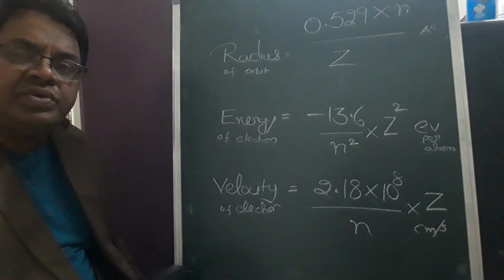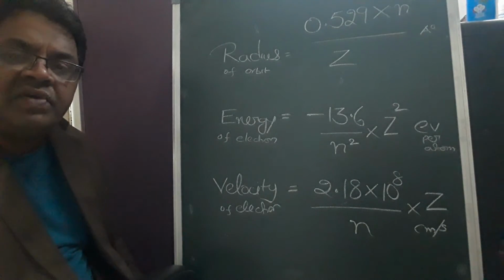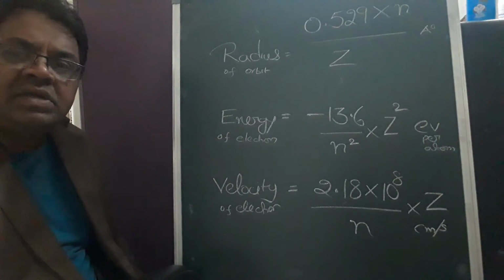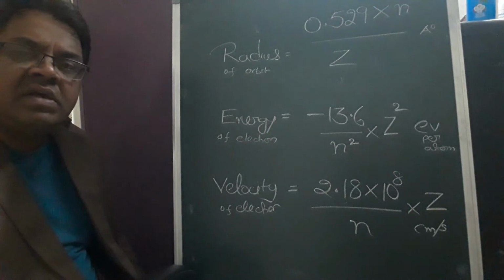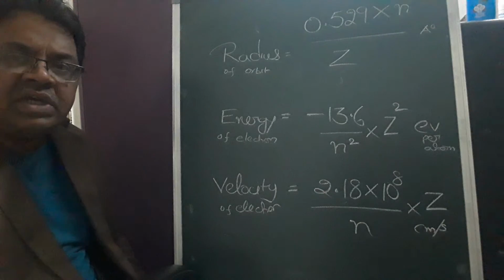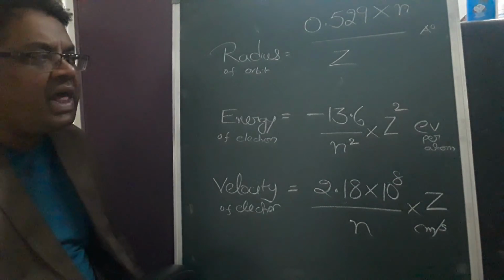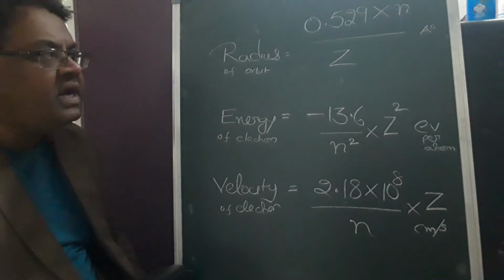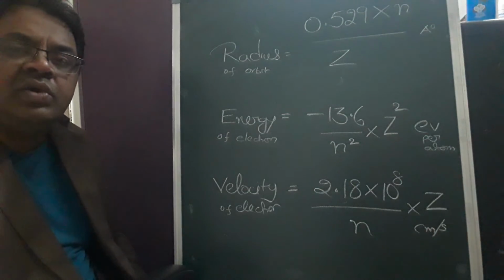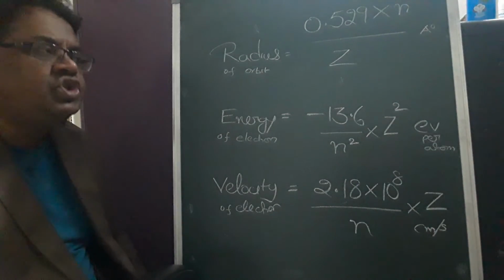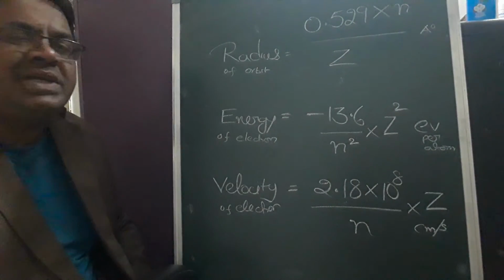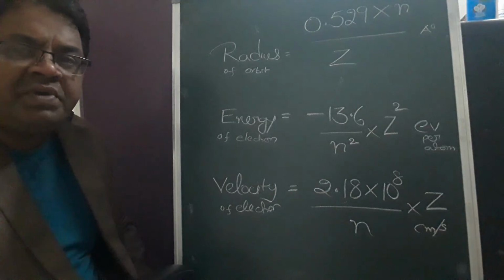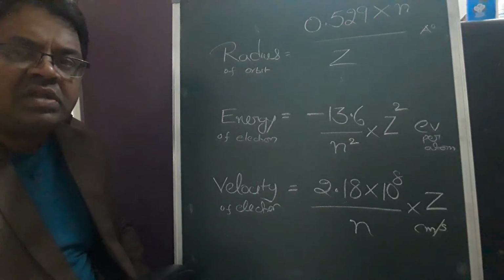If they ask a question like calculate the radius of lithium's second shell, then we take Z = 3, because the atomic number of lithium is 3, and n is 2 since they are asking about the second shell, so it will be 2². Like this you can calculate the radius of any orbit easily, for any atom, using 0.529 or 0.53 × n²/Z. Both are correct values.